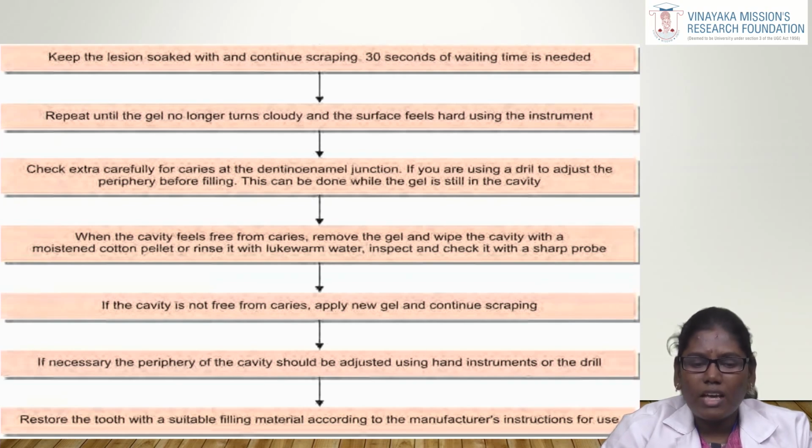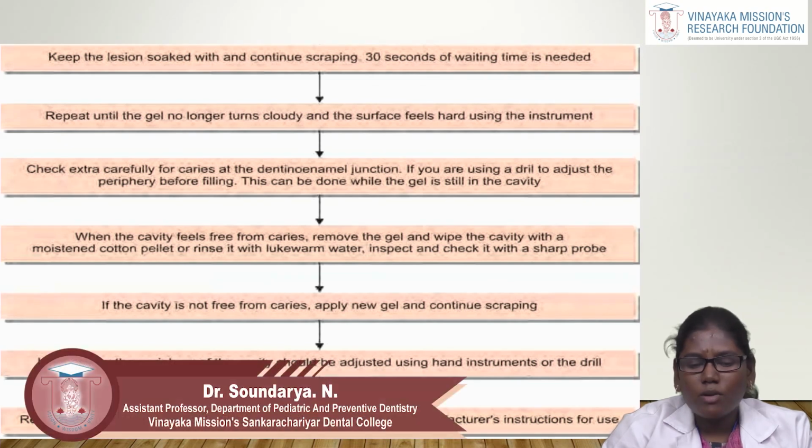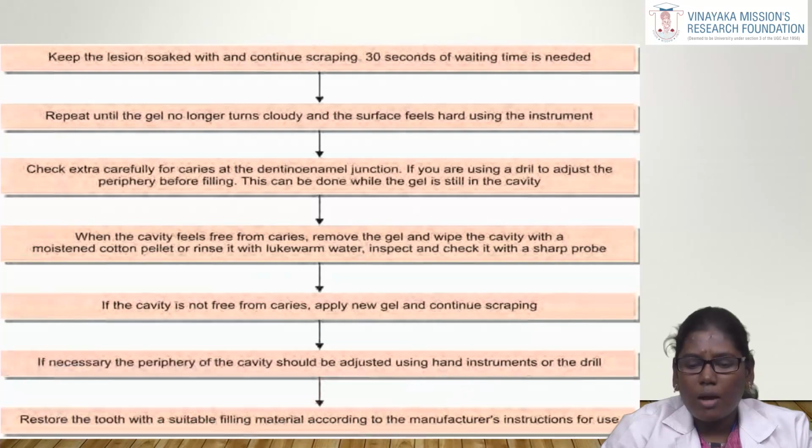Check extra carefully for caries at the dentino-enamel junctions. If you are using a drill to adjust the periphery before filling, this can be done while the gel is still in the cavity. And when the cavity is completely free from caries, that is the infected caries lesion, remove the gel and wipe the cavity with a moistened cotton pellet or rinse it with lukewarm water. Inspect and check it with a sharp probe for a hardened surface.